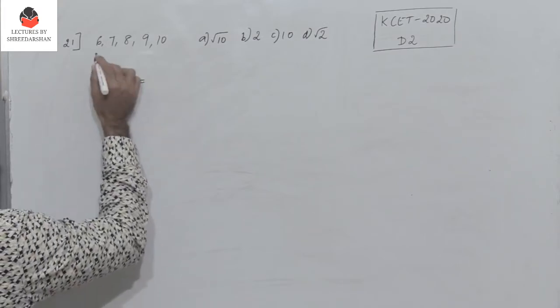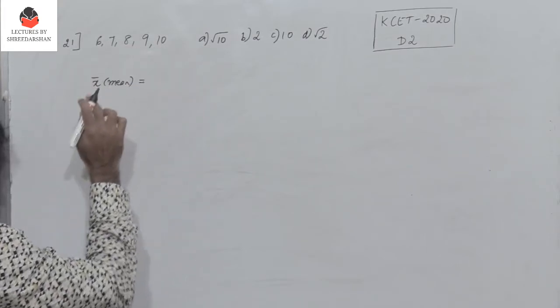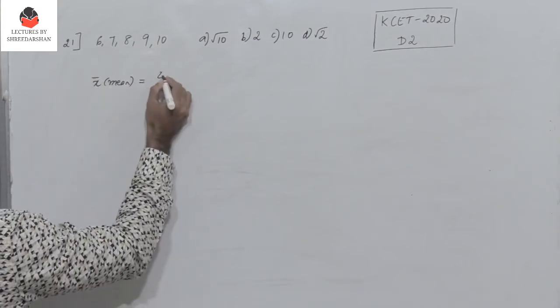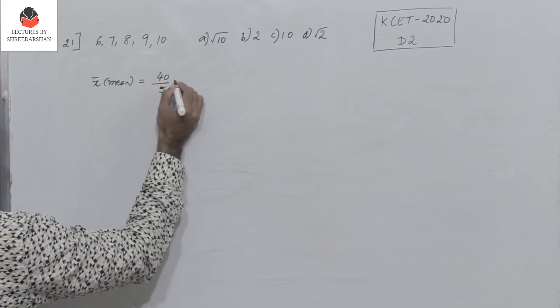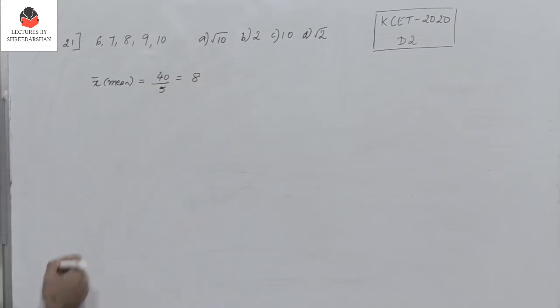So we have 6 plus 7 plus 8 plus 9 plus 10, which gives us 40 by 5, which is 8. Right? Now what is the standard deviation?